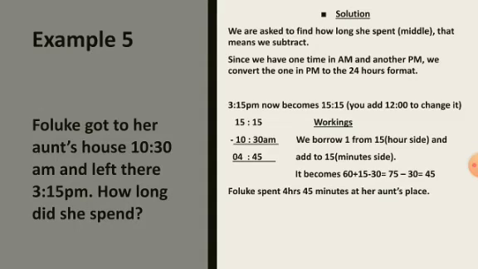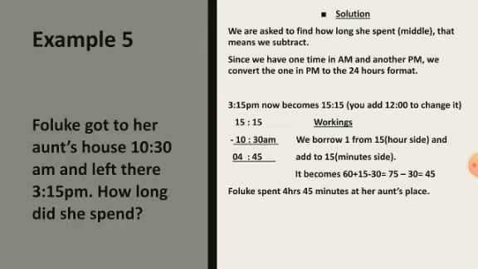15 minus 30 is not possible. We can't subtract 30 from 15. So we have to borrow from the hour side. And what happens when you borrow from the hour side? When you borrow 1 from the hour side and you bring it over to the minute side, it becomes 60 minutes rather than 1 hour. So now we have 60 plus 15 minus 30, which is equal to 75 minus 30, which equals 45. So our final answer on the minute side becomes 45.